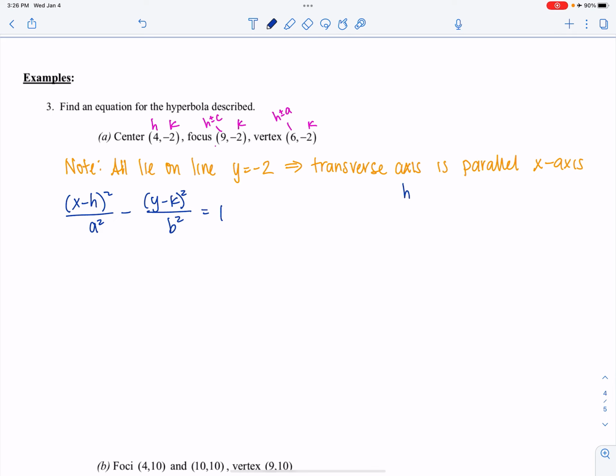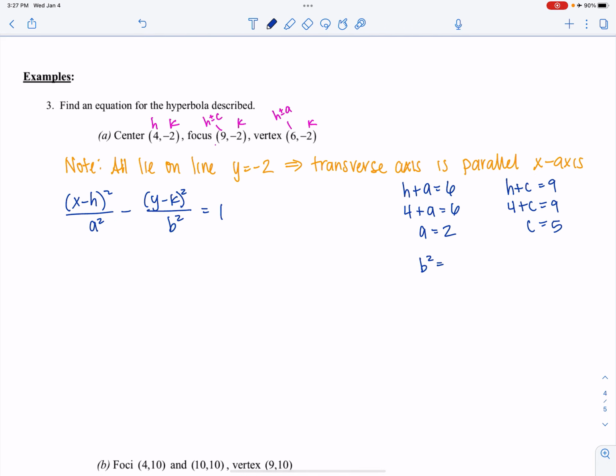So let's find these a and b and c, so that way we can fill in some of our unknowns. So we have h plus a equals 6. H we know is 4. 4 plus a equals 6. So a equals 2. So that's good. And then h plus c equals 9. And h is still 4. So 4 plus c equals 9. C is 5. And then using our same formula, b squared equals 25 minus 4, which is 21. So we should have all the information we need.